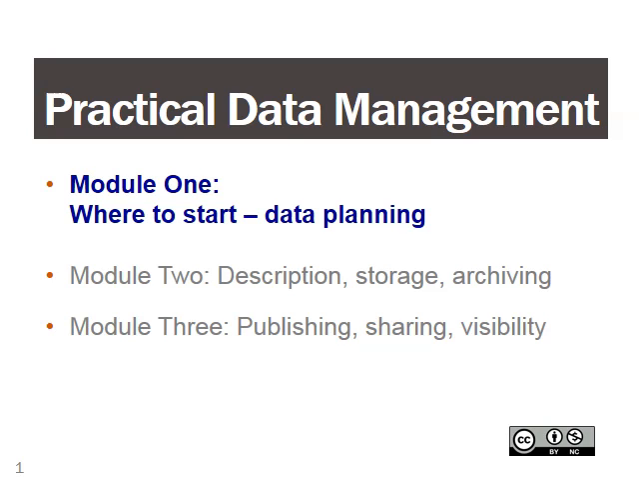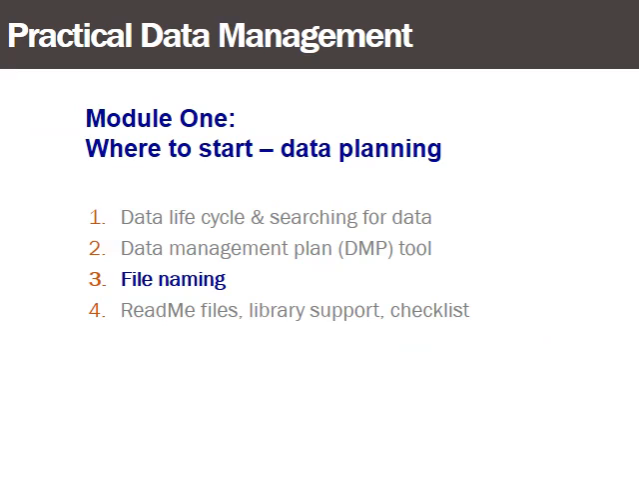This is part 3 of Module 1 in a series of 3 modules. Module 1 covers getting started with data planning. Module 1 has 4 parts. This movie will cover part 3, file naming and organization. The other parts of Module 1 are available as separate movies.